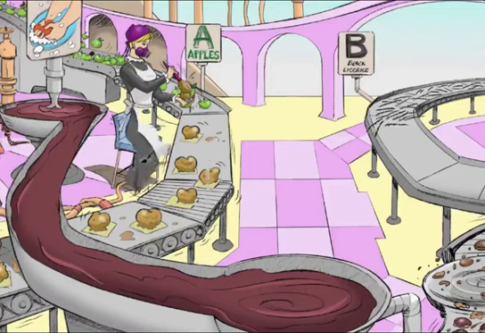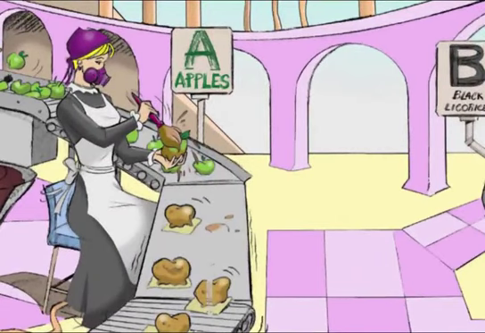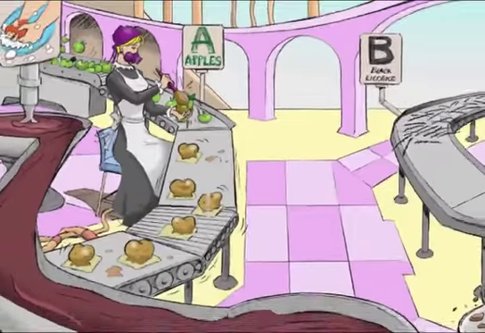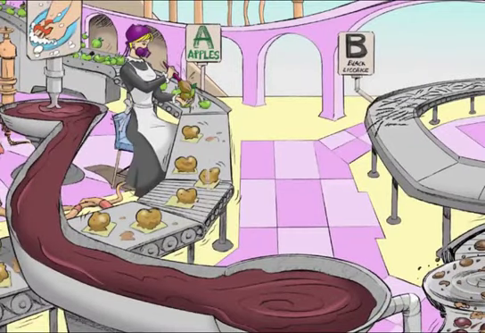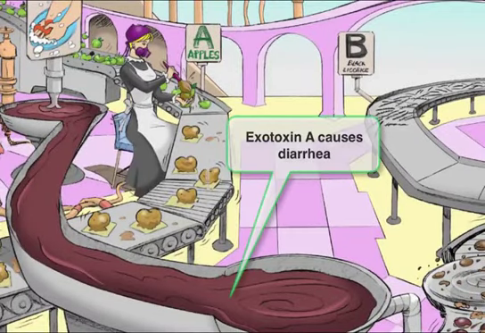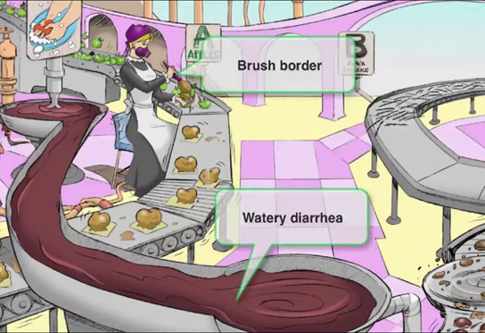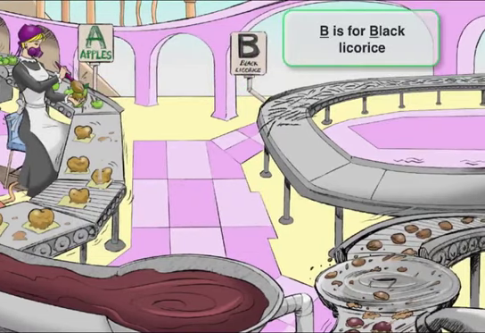So A for apple. And when you picture the apples on the conveyor belts, you'll see that they're being picked up by one of the employees and having chocolate brushed on them. This brushing will remind you of targeting the brush border. The chocolate covering and its close approximation to the chocolate canal will remind you that exotoxin A causes diarrhea. So that's exotoxin A, brush border toxin causing watery diarrhea. Now let's move on to exotoxin B.